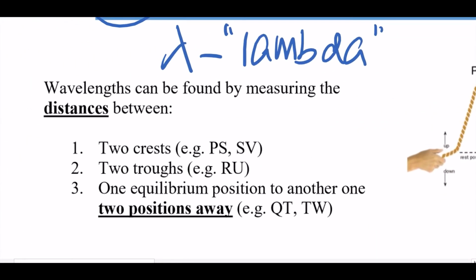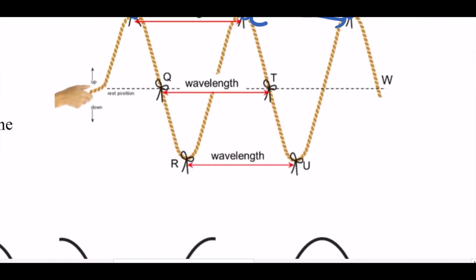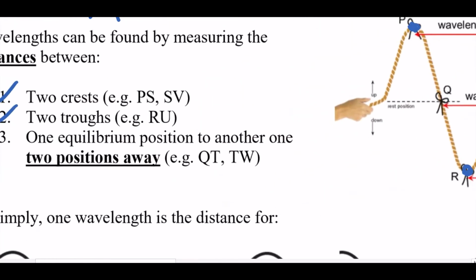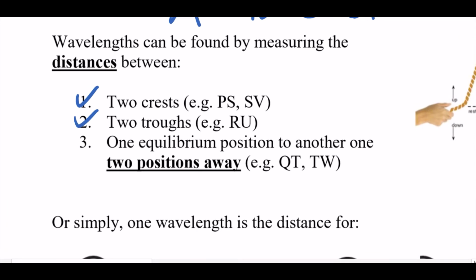Number two, the distance between two troughs. R and U, these two are troughs, the lowest points on the wave. The distance between the two of them is also the wavelength. They should be the same length. So number two, distance between two troughs.